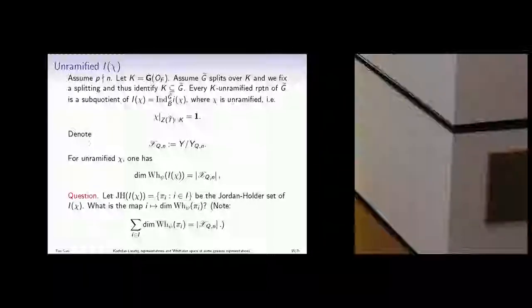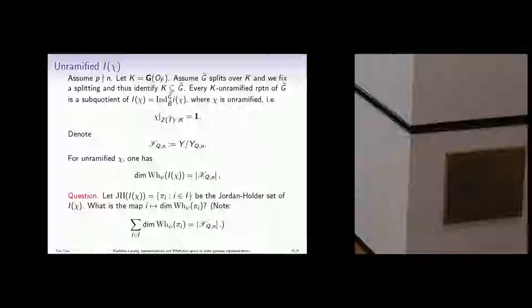Just now I already showed that the dimension is equal to this quotient. Now I'm giving it another name. Nothing changes, it's a different name, this script X_Q^n. This is in some sense the moduli space of the space of unramified principle series. The dimension is equal to this.